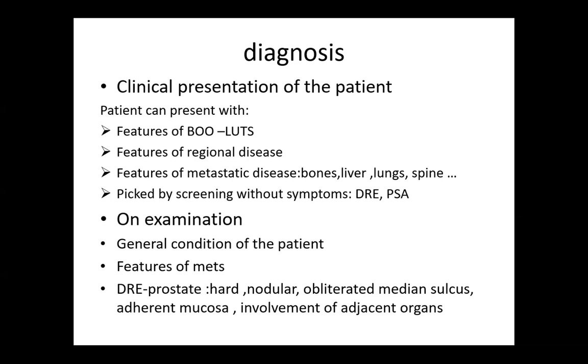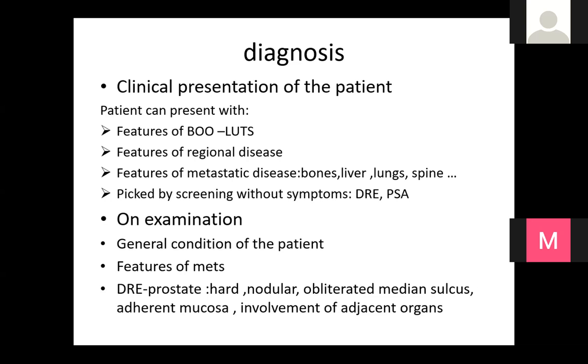So on examination, you want to see the general condition of the patient. The patient may be wasted, they may be pale, because advanced prostate cancer causes severe anemia. The patients may have lower limb edema because of lymph node metastasis. They may have paraplegia. They may have severe lower back pain. Paresthesias also in the lower limbs especially.